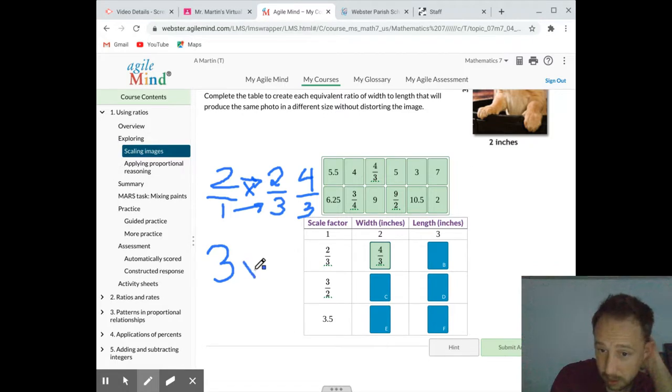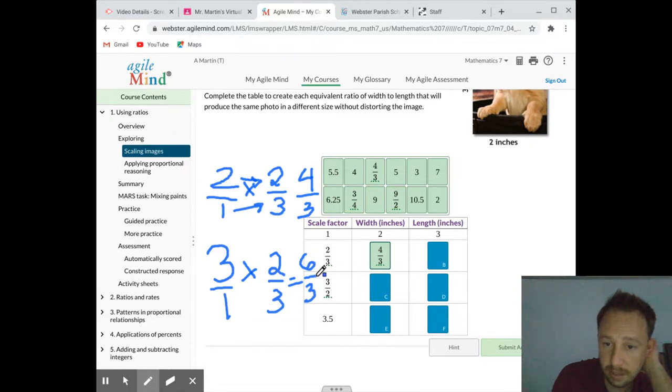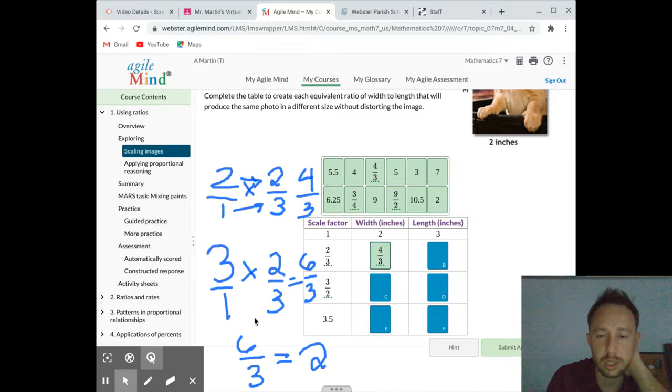Correct. So we're going to do 3 times 2/3, and 3 times 2 is 6, and 1 times 3 is 3. All right, and so this is 6 divided by 3. What is 6 divided by 3? 2. All right, that's perfectly correct. And so we're going to take 2 and we're just going to put it into B.